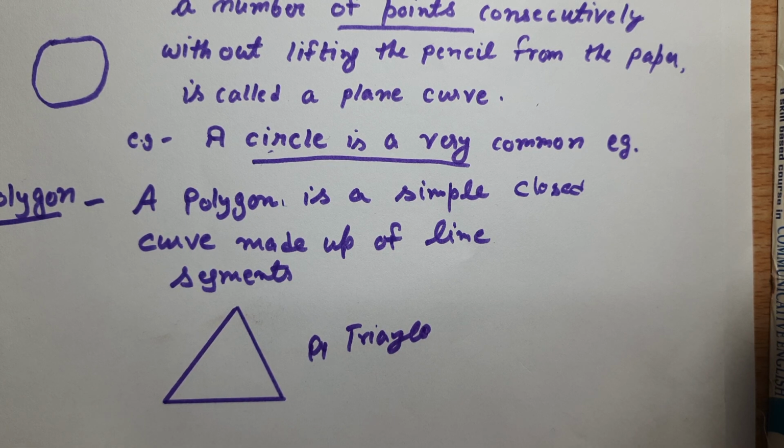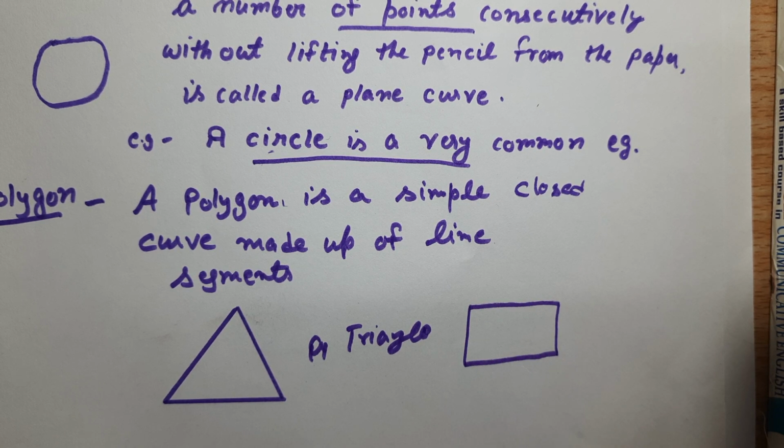In the same way, pentagon, hexagon, octagon, these are all examples of the polygon. So what is the definition of a polygon? It is a simple closed curve made up of line segments. Now I will show this, which I also have made. We can say that it is a quadrilateral. Here it resembles a rectangle. A quadrilateral is also a simple polygon because it is made up of line segments.